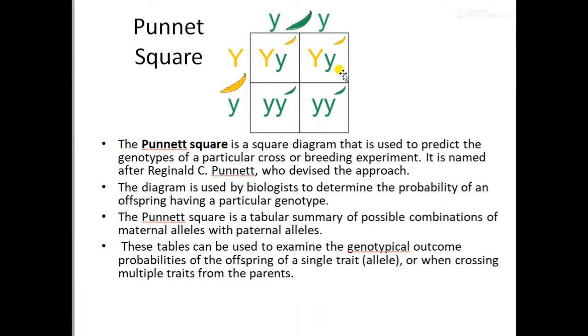Now this is another representation of the Punnett square which I had explained here, and this diagram is used by biologists to determine the probability of an offspring having a particular genotype. You can see that you get a summary of all the possible combinations of the maternal alleles as well as the paternal alleles. Thus, such Punnett squares are used to examine the genotypic outcome probabilities of the offspring of a single trait or when crossing multiple traits from the parents.